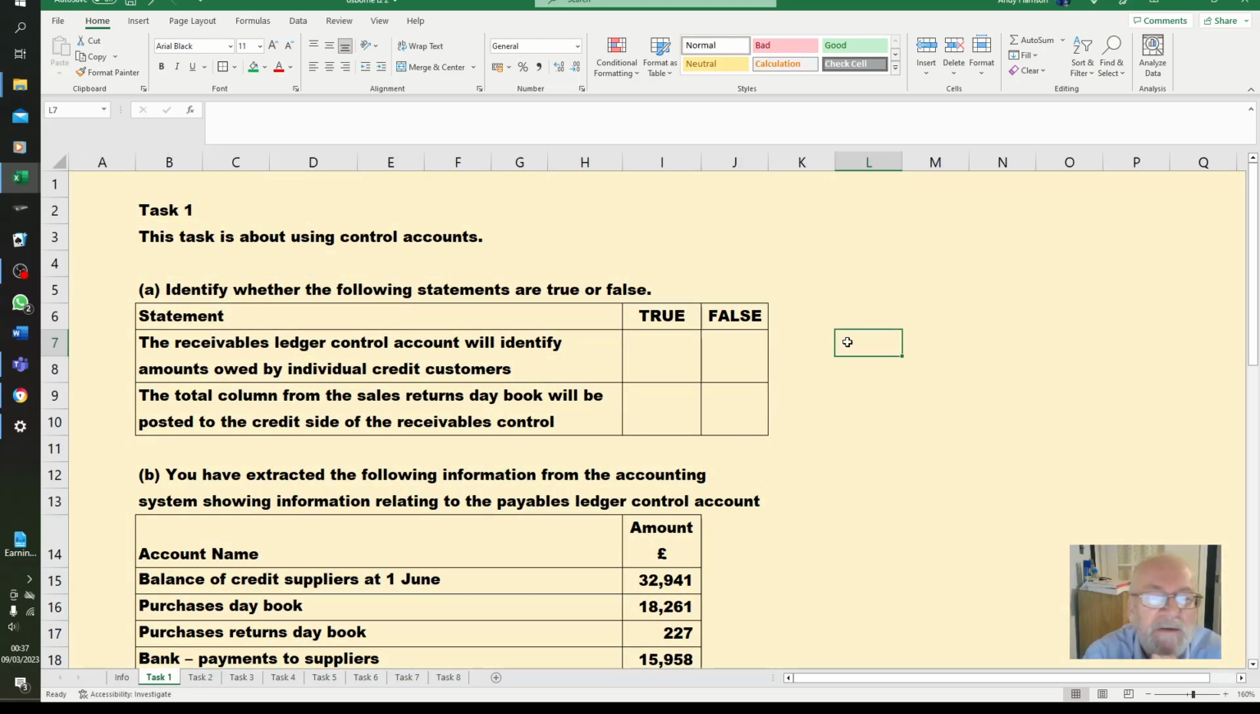Task 1, just to make sure you read carefully, it's a true or false. So the receivables ledger control account, the control account is the total amount, the receivables ledger is the individuals, so actually false. Receivables ledger identify individual, no, it's the whole amount. Total column from sales returns, back to basics, sales returns are debits, credit the control account, that's okay.